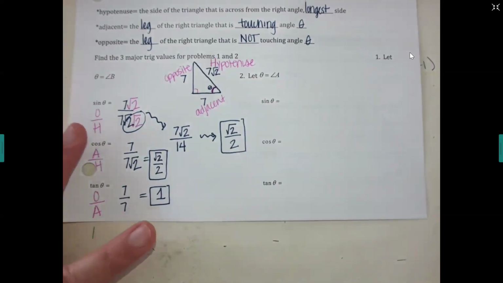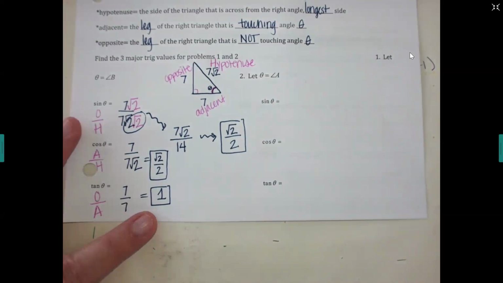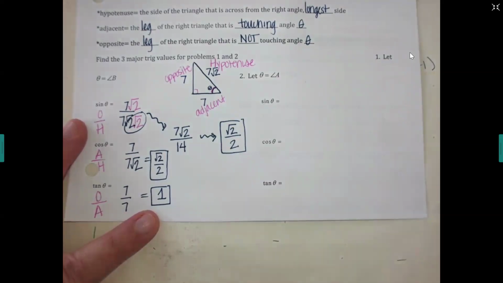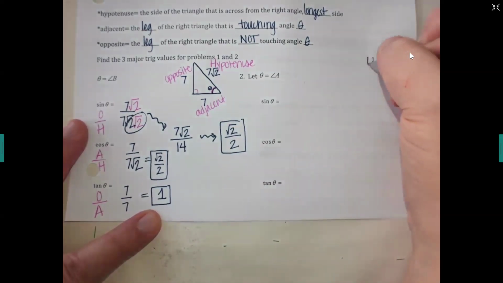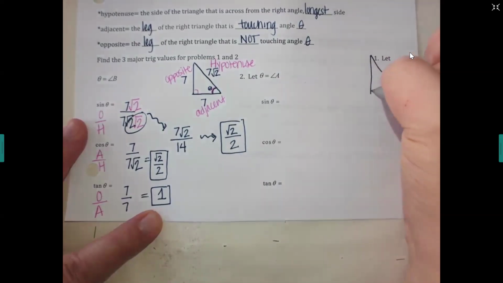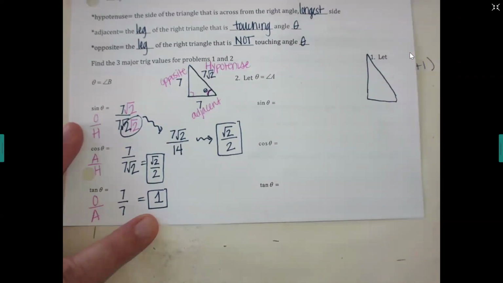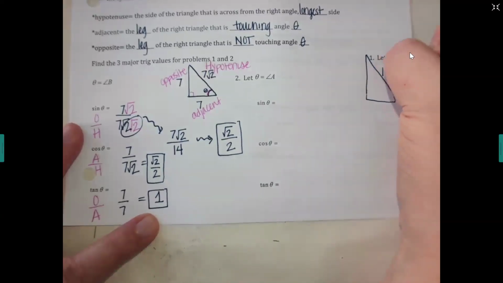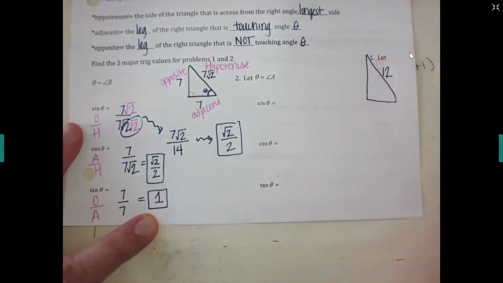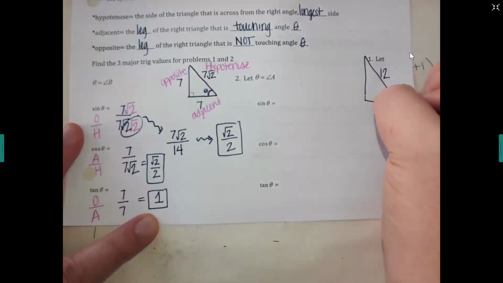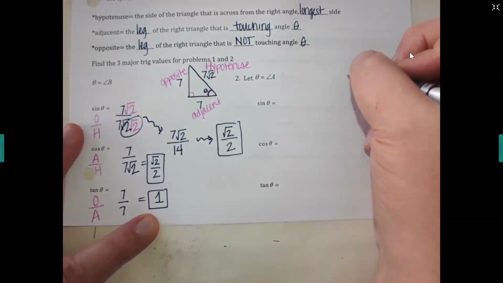All right, for triangle number 2, since we couldn't solve it, I'm going to give you a different triangle, okay, so that we can still work through this same process. So draw me a little triangle right here. We'll let this side be 12. We'll let this side be 6. And we'll let this side be 6√2.